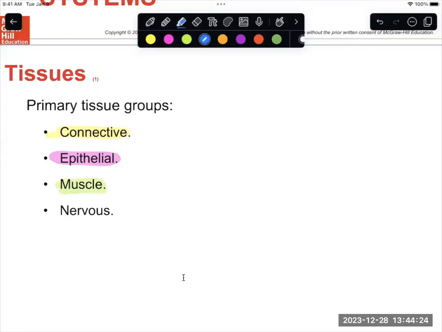And the last type of tissue is nervous tissue. Nervous tissue transmits impulses for coordination and sensory reception. So it sends information to your muscles to move. It also sends sensory input back into the brain. So when somebody touches you, you feel something, you're holding something, this information goes back into the brain. Some examples are your brain, your spinal cord, and nerves.